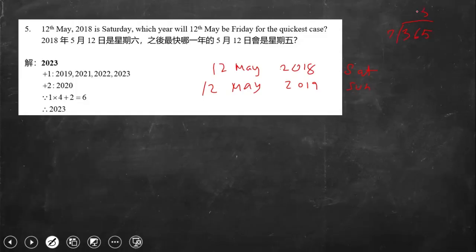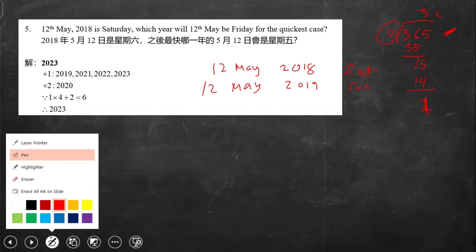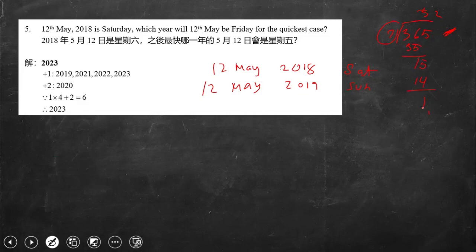So we have 5, 35, 15. So if we divide the number of days in a year by 7, the number of days in a week, you're gonna have 1 left. You're gonna have 1 day left. That means before you get to 12 May, on 11th May 2019, this is when the day is gonna repeat.